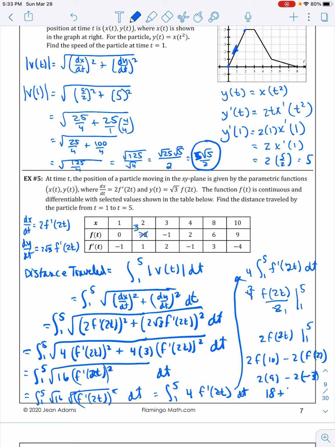My notes have a negative, but it's supposed to be a positive, I guess, because my paper that I'm looking at is a positive. I don't know.